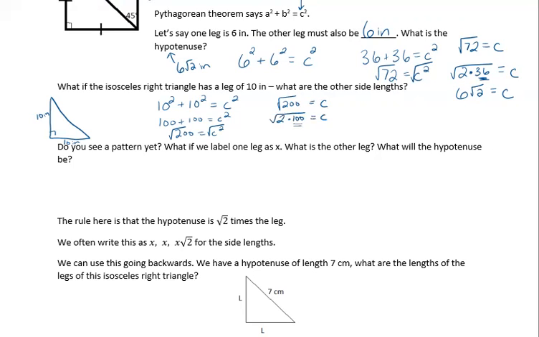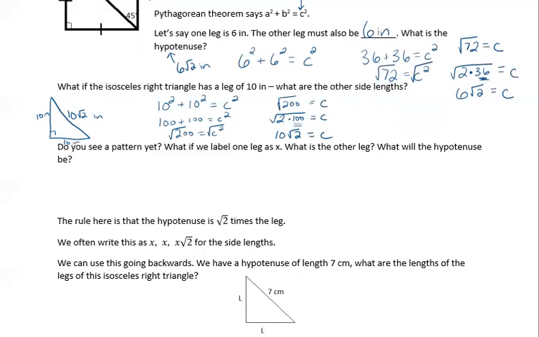100 is a perfect square, so I can take that out. 10 square roots of 2 is equal to C. So our hypotenuse is 10 square roots of 2 inches. Are you seeing a little bit of a pattern yet?